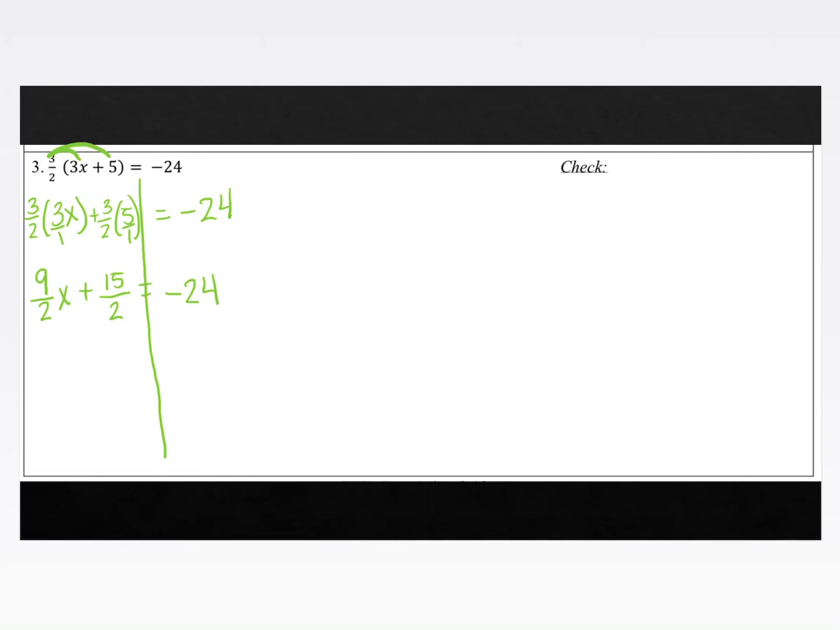Now what we have here is really just a two-step equation. But I notice how on the left-hand side I'm dealing with fractions. On the right-hand side, it would also be easier if I dealt with fractions. Notice how the common denominator on the left-hand side is they're both halves, so they're both over 2. Can I rewrite negative 24 so that it's a fraction with a denominator of 2? Let's try.